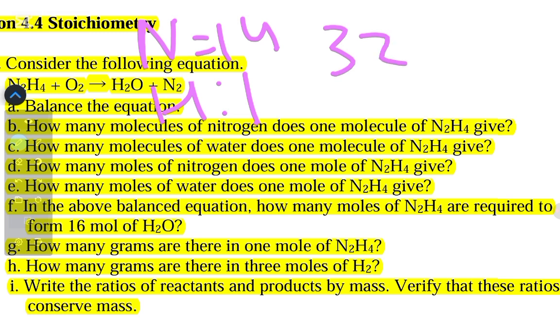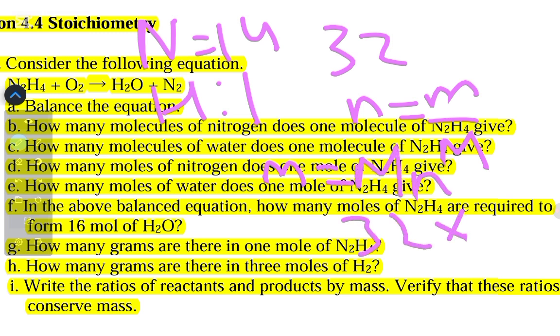Now we know it's 1 mole. So we know n is equal to m over M, and m is equal to M times n. So molar mass 32 multiplied by 1. That's it. There is 32 grams of N2H4. Now, how many grams are there in 3 moles of H2? H is 1, so H2 is 2. That's the molar mass, and 3 moles. Multiply the molar mass by the moles: 3 times 2 will give you 6 grams.